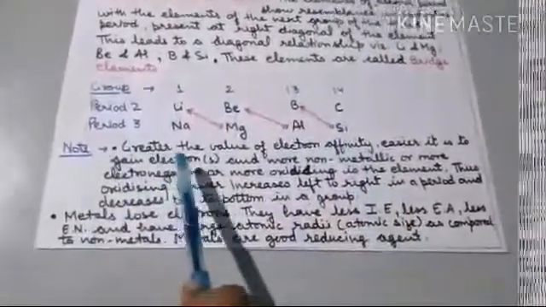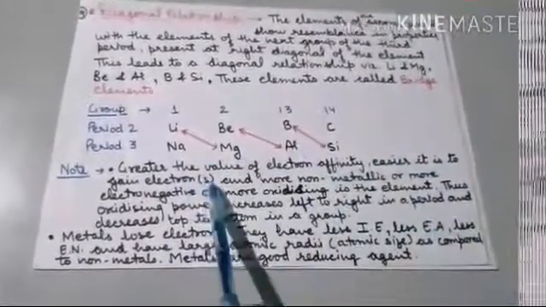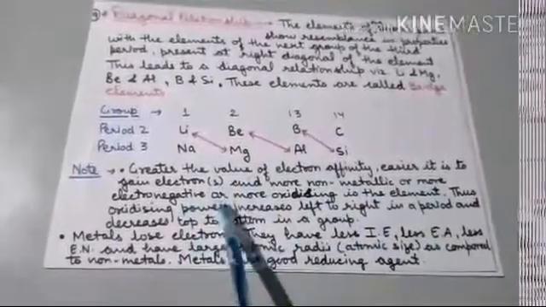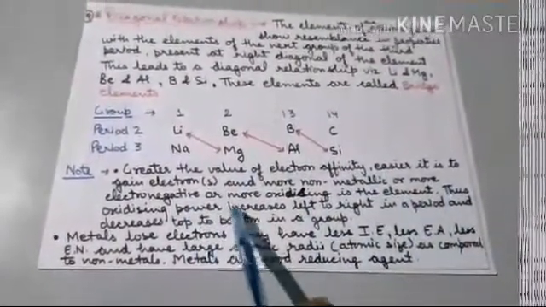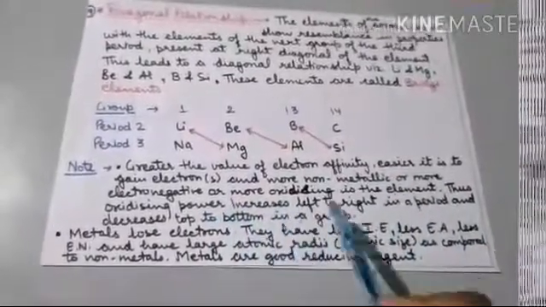Now note, the greater the value of electron affinity, the easier it is to gain electrons, and the more non-metallic or more electronegative or more oxidizing is the element. Thus, oxidizing power increases left to right in a period and decreases top to bottom in a group.